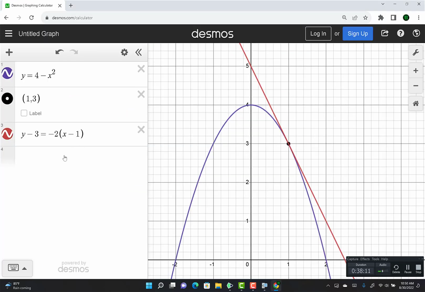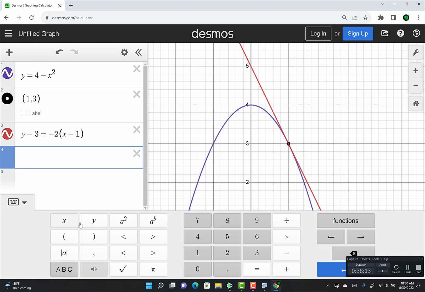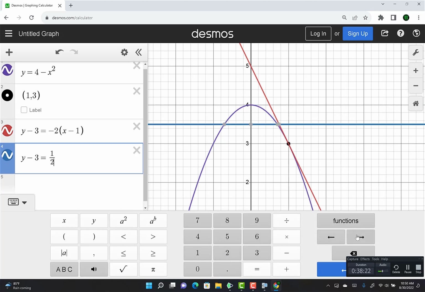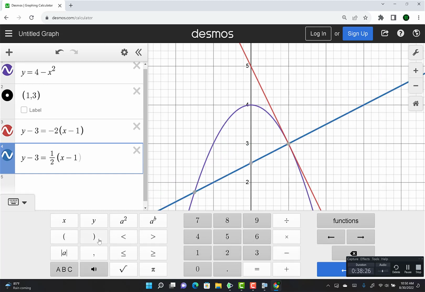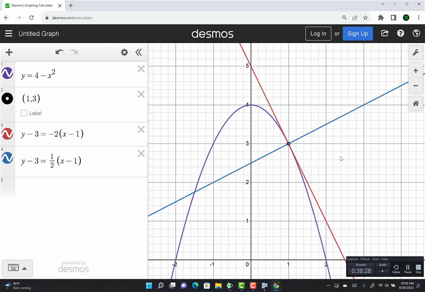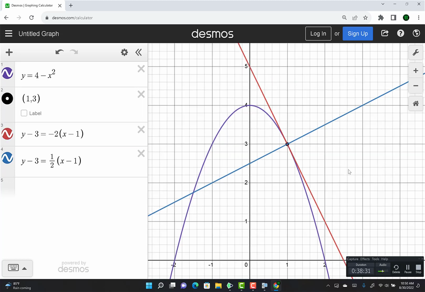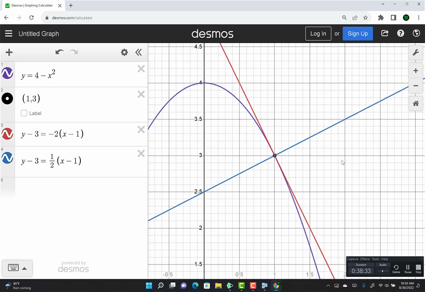I go to my Desmos, and I'm going to type the same thing. y minus 3 equals, and I'm going to put a half, 1/2. Move to the right, and I'm going to put x minus 1. Let's go. Look at that, guys. Does that look perpendicular? Yes. How do we feel?